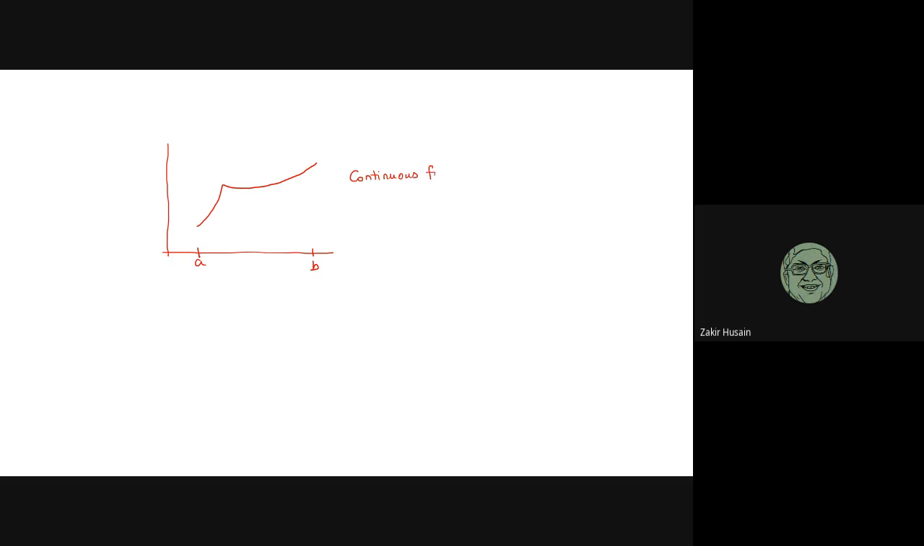This is a continuous function. But is it differentiable? Sir, no, I don't think so, sir. There is a sharp edge, sir. It is not differentiable at x equal to c. So therefore, the theorem will not hold.